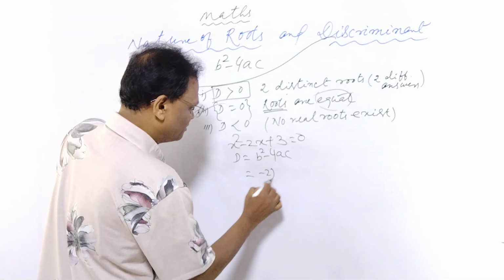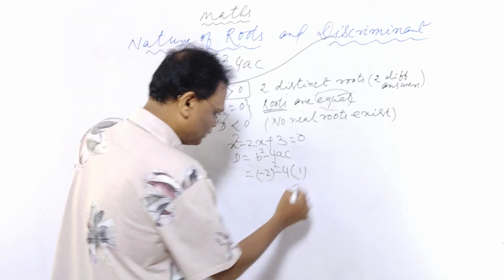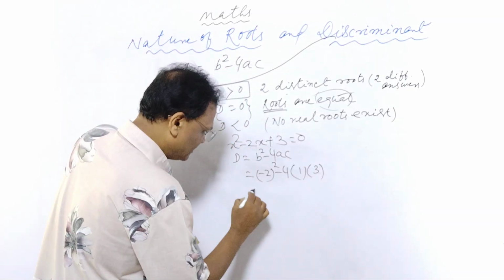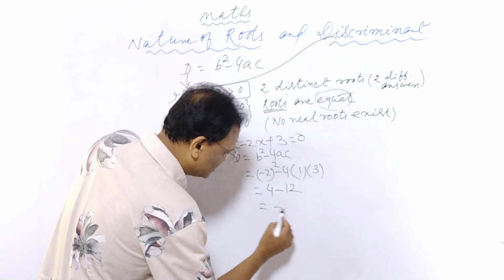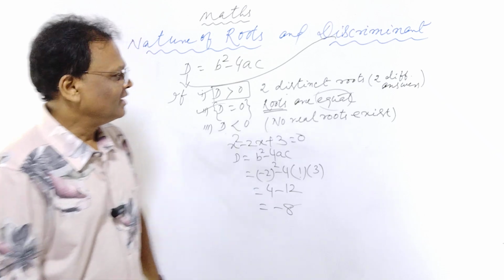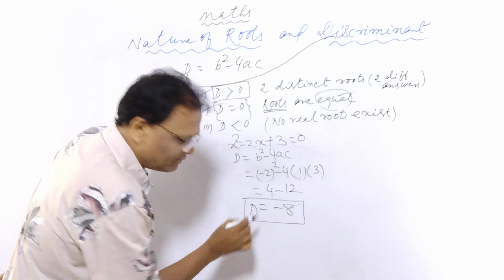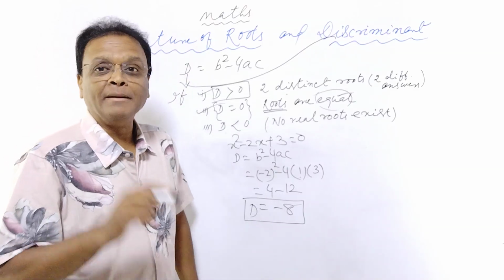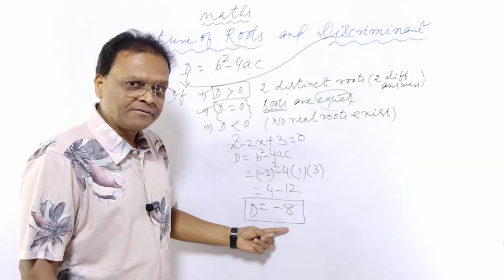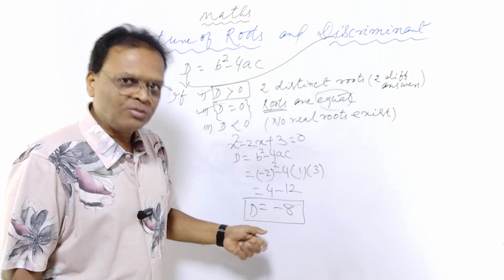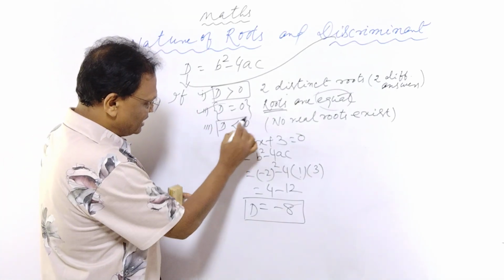b, which is minus 2 whole square, minus 4 into a, where a is 1 and c is 3. 2 twos are 4, minus 4 ones are 4, 4 threes are 12. 4 minus 12 is minus 8. So what is my D value? You can guess. My D value is negative. Negative means less than 0. So D is negative, which means the D value is less than 0.